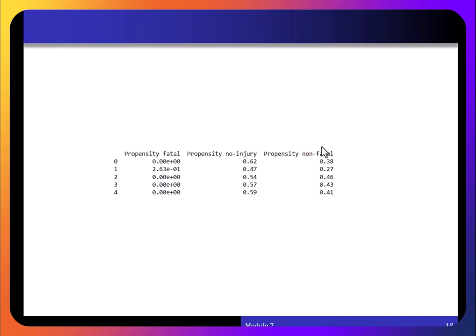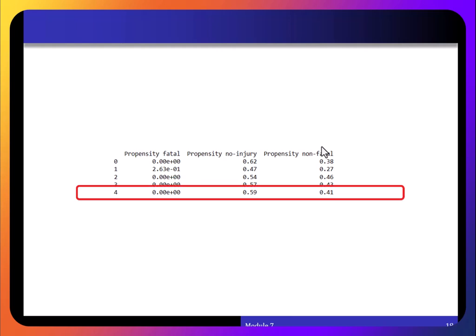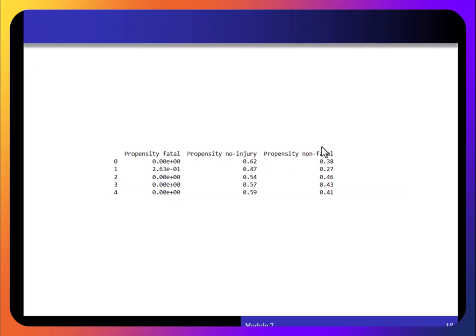For example, take a look at the fourth record. The fourth record has 3 propensities. Whichever propensity is higher, then that record is going to belong to that category. For example, for the fourth record, the second propensity of no injury is the highest, then the fourth record is going to be classified as a no injury case.